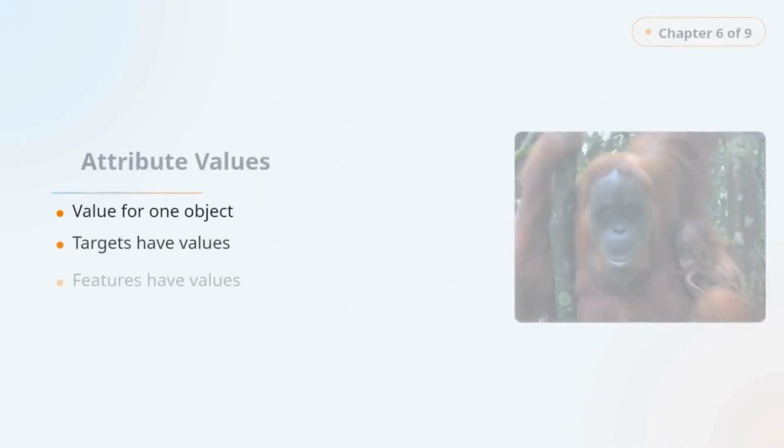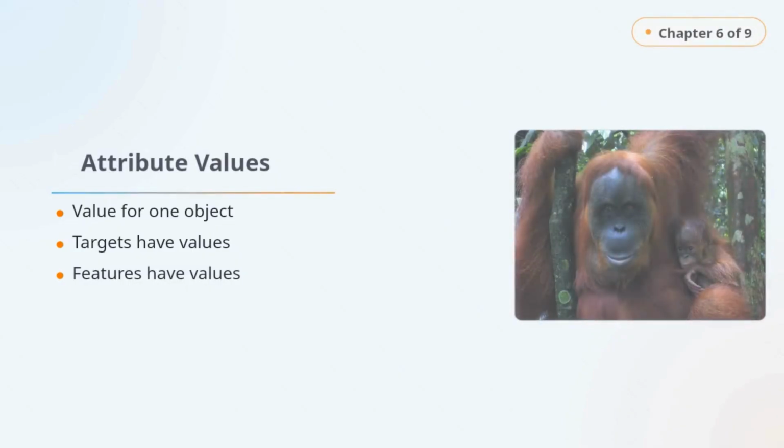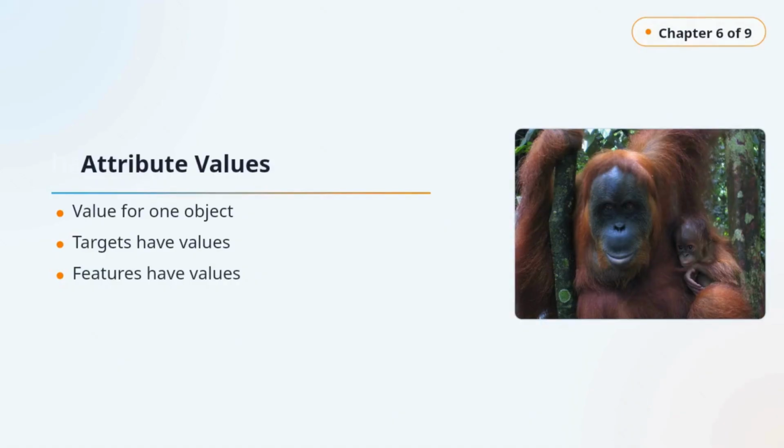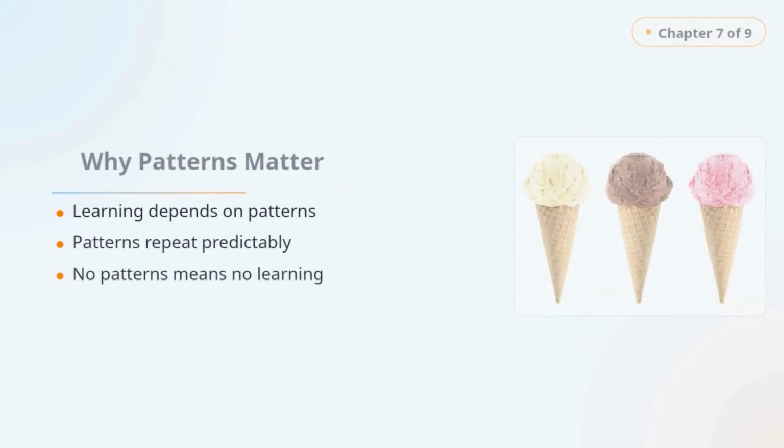An attribute value is the value of an attribute for one particular object. Suppose the target is next quarter's sales. Then a target value might be 8,000 units. If price is a feature, then a feature value could be $99.99. So machine learning often works with many objects, each having its own set of feature values and sometimes a known target value. Machine learning depends on one big assumption.